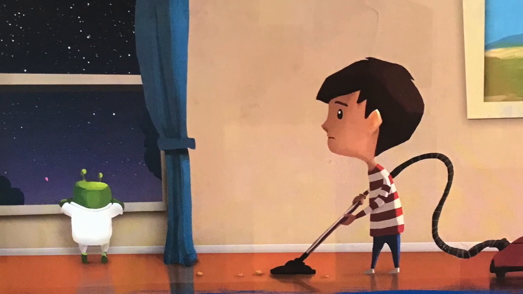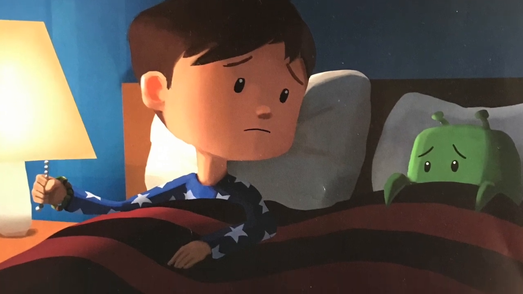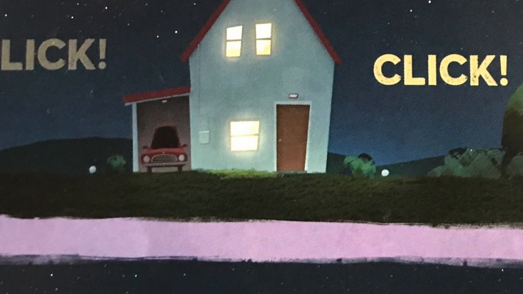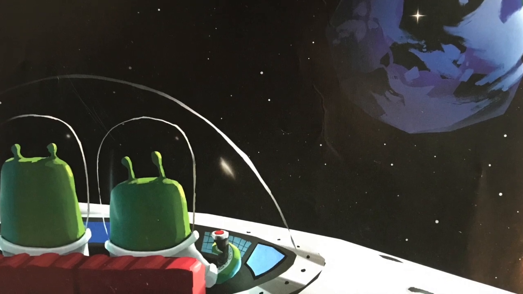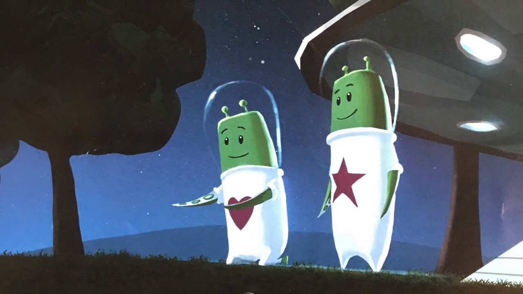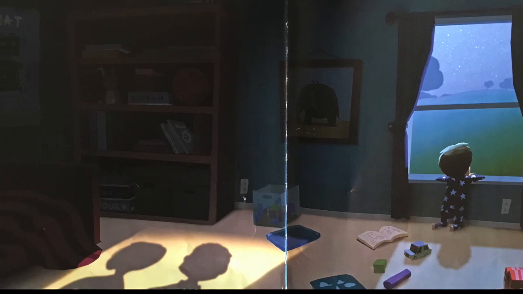The final part of the plot that we have to retell is the ending of the story. How did the story Your Alien end? I'll show you a couple pictures and then you get to tell all about the ending. Did seeing the pictures help you remember what happened at the end of the story? I want you to press pause, and I want you to talk about the ending of the story.